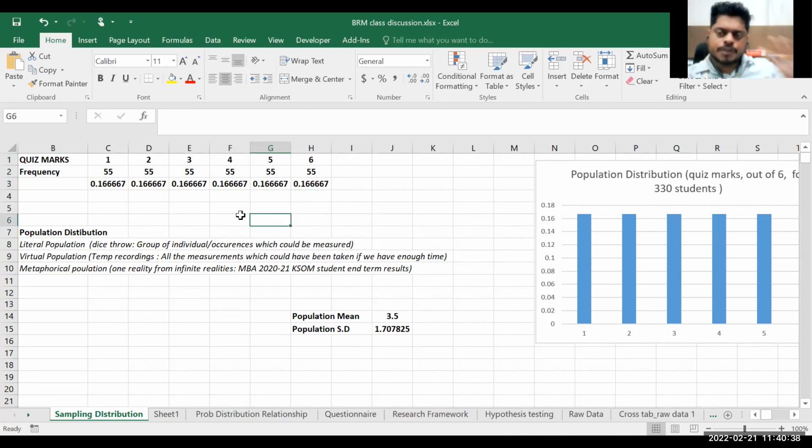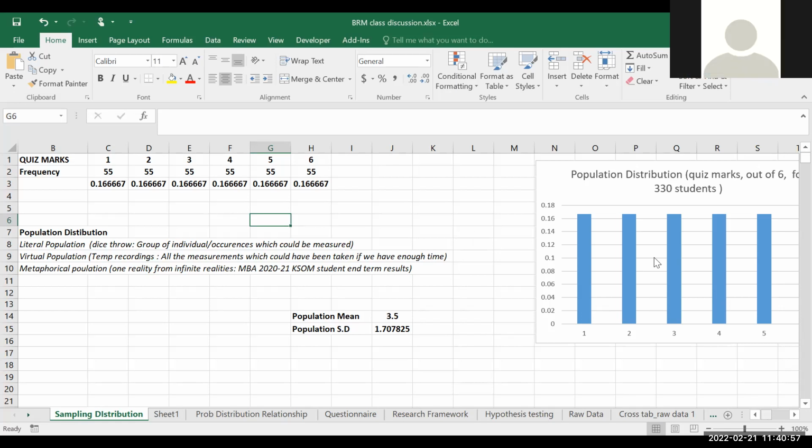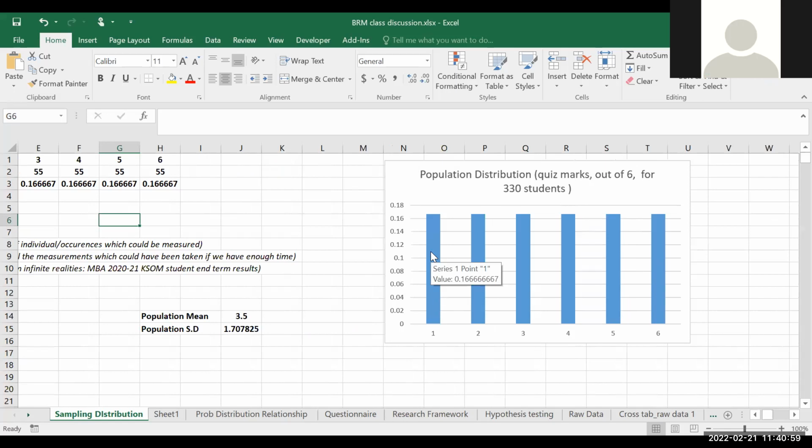So when I plot this, I'll plot the marks 1, 2, 3, 4, 5, 6. And I have plotted the probability of each mark. Somebody scoring 1, the probability is the same, so all of them are equal probability, right? So what kind of distribution is this? What kind of distribution is it when the probability of all the variables is the same?